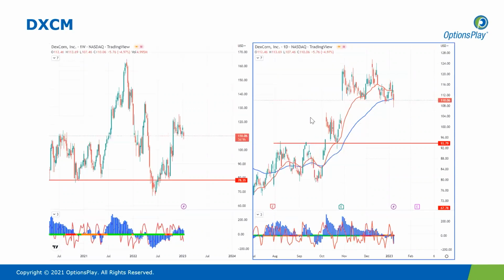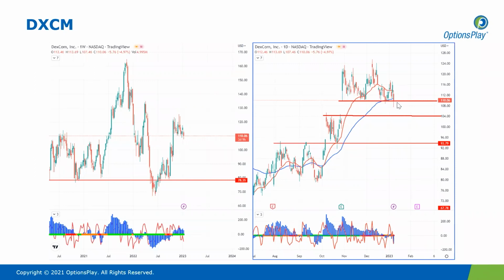And finally, Dexcom. This was a bullish idea from last week, and the thesis remains intact. The thesis was that price stays above this 110 area. Even if it moves a little bit lower, that's fine, but I really wouldn't want to see it break below 104. Once it breaks below 104, that invalidates the trade. But for now, price is staying above 110. Let's see how it reacts in the next few days.